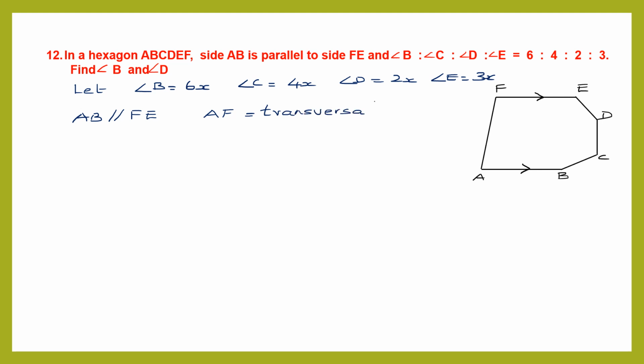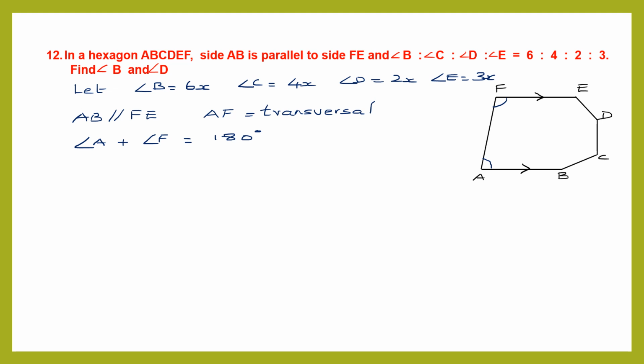Now, when a transversal cuts two lines, angles are formed, isn't it? So here we can have an angle, angle F and angle A. And angle F and angle A will now become the co-interior angles because the two parallel lines are cut by a transversal. These two angles will become co-interior angles. And what is the property of co-interior angles? They are supplementary. That means angle A plus angle F will be equal to 180 degrees. So let's write that. That means angle A plus angle F is equal to 180 degrees.